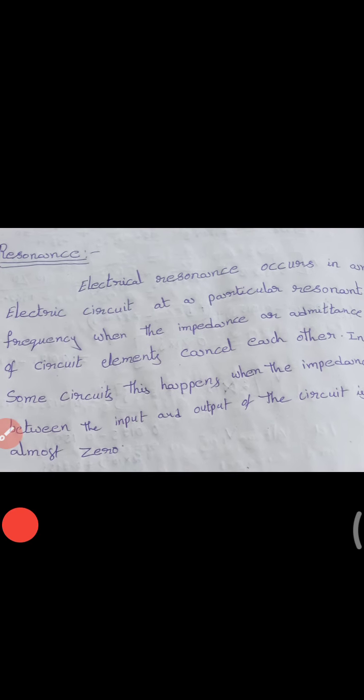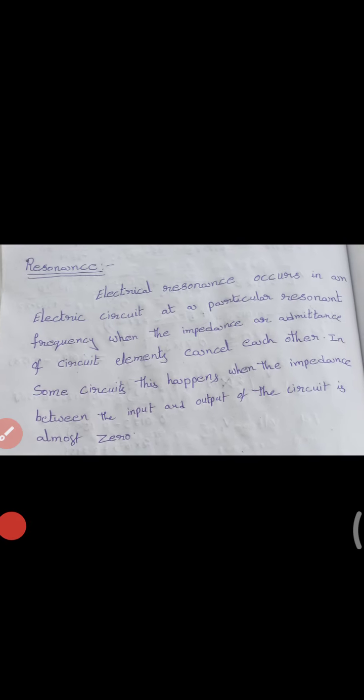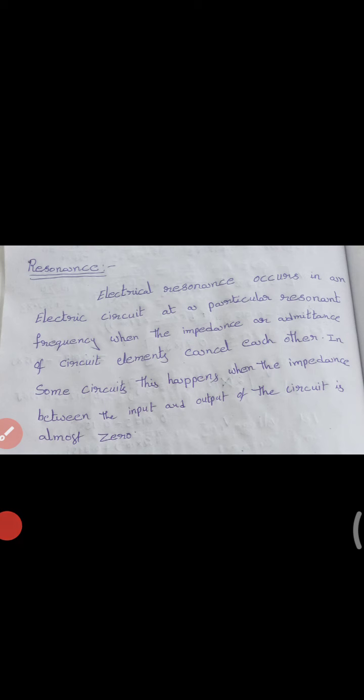What is resonance? Let's see the definition of resonance. Electrical resonance occurs in an electrical circuit at a particular resonant frequency when the impedance and admittance of the circuit elements cancel each other. In some circuits, this happens when the impedance between the input and output of the circuit is almost zero. This is the definition of resonance.